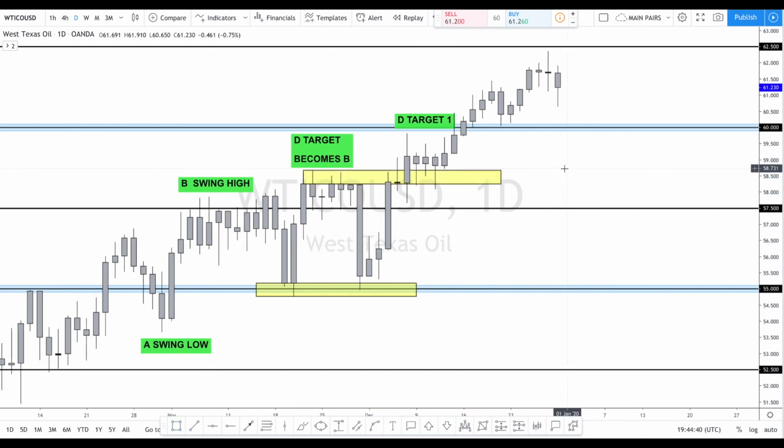So I'm going to move into moving averages now, as a way to show you how you can increase the probability further of the turning points in the market.